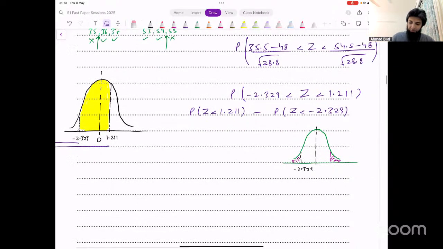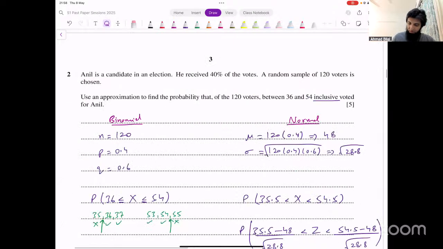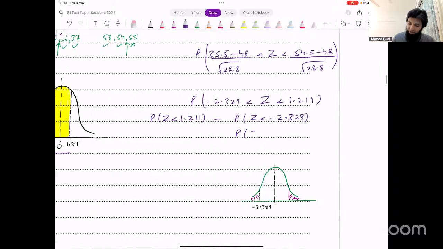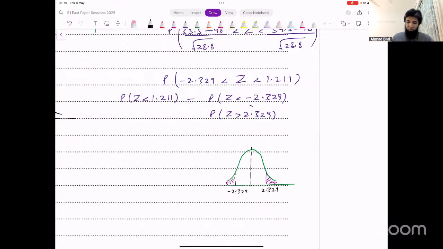So you could replace that with Z greater than 2.329, right? To the right of this value, that will also be the same area. Make sense? But again, this is also not the standard form. We can say subtract from 1 the area to the left of this number. That will be 1 minus the probability of Z less than 2.329. This is what we have to subtract from Z less than 1.211.